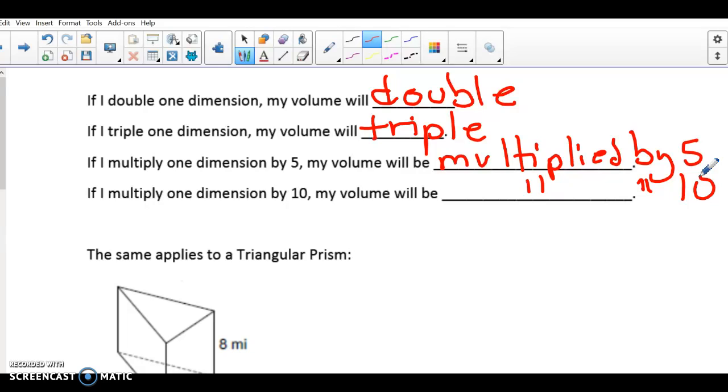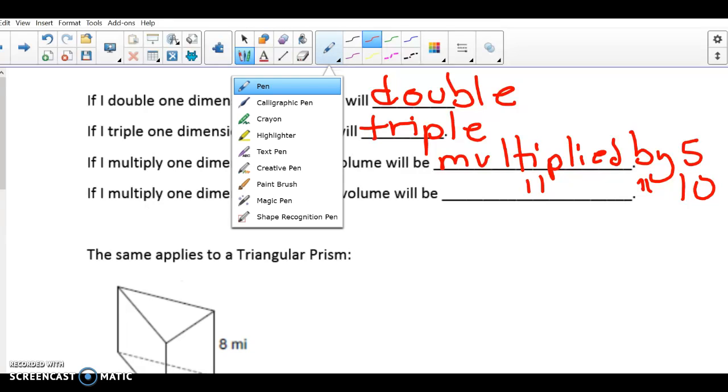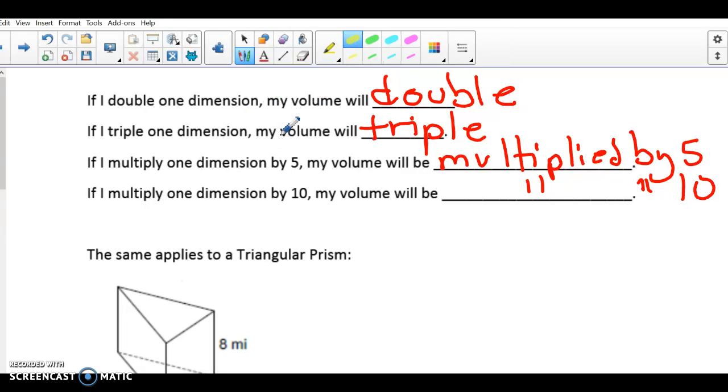And something that we really need to remember here is that we are only changing one dimension. We're not changing them all. I'm not doubling length, width, and height. I'm only doubling one of them. So to conclude, if we want to change the volume by a scale factor, all we have to do is change one of the dimensions by that same scale factor.